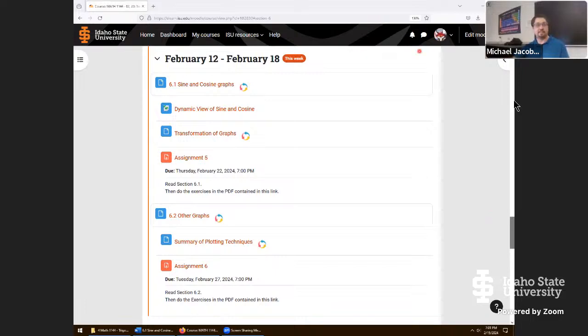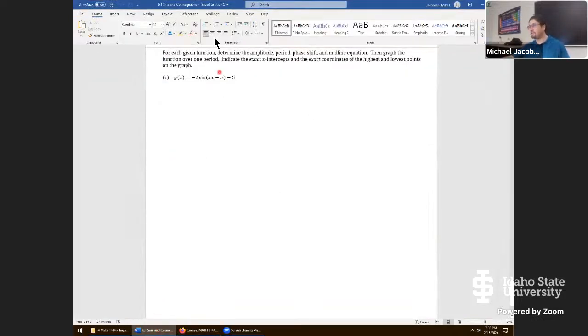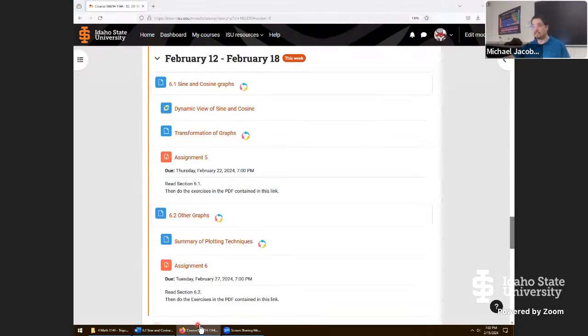Okay, let's give this a try then. We're right back where we left off. Now we're taking a look at this function. Same instructions as before: we're going to look at amplitude, period, phase shift, the midline equation. What these instructions are trying to get us to do is essentially this. This might not be a bad one to print off, just to have it available to help you while you're doing problems.